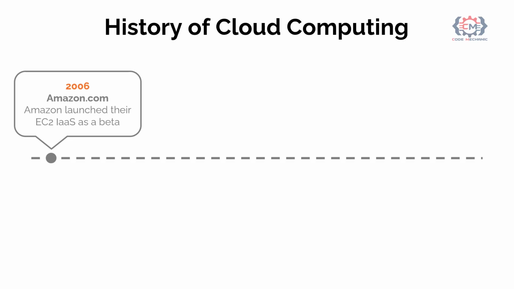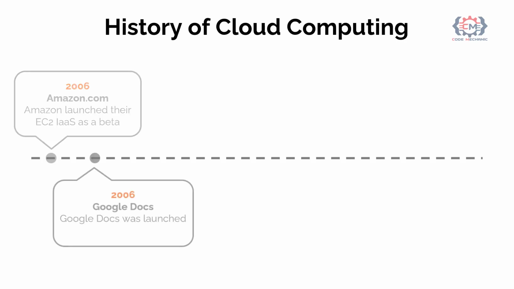From here, Amazon.com launched EC2 in 2006, which stands for Elastic Compute Cloud, and it is an infrastructure as a service, launched as a beta. EC2 really became the first successful model for all other infrastructure as a service solutions.